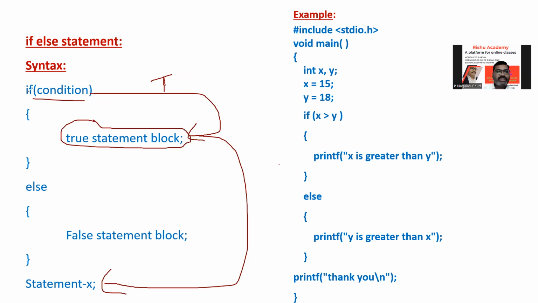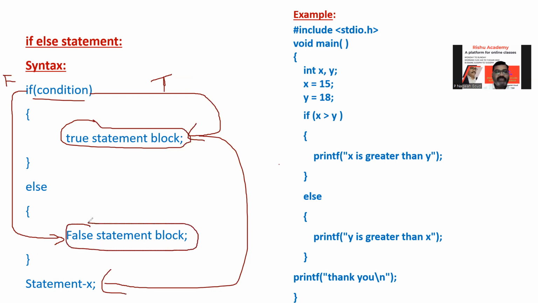Assume that the condition is false. Then it goes to the else block. If the condition to be tested is false, then the control moves to the else block. This is the else block, started here and ended. So where is the false statement? The false statement is inside the else block.